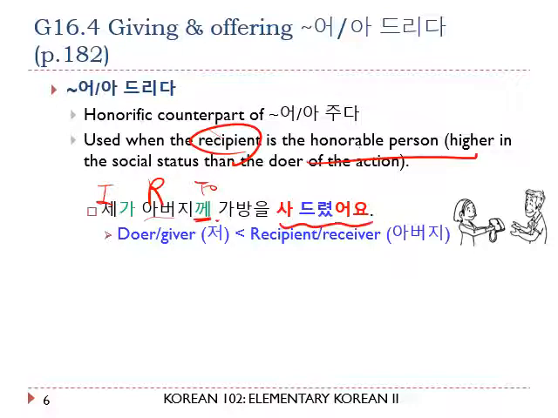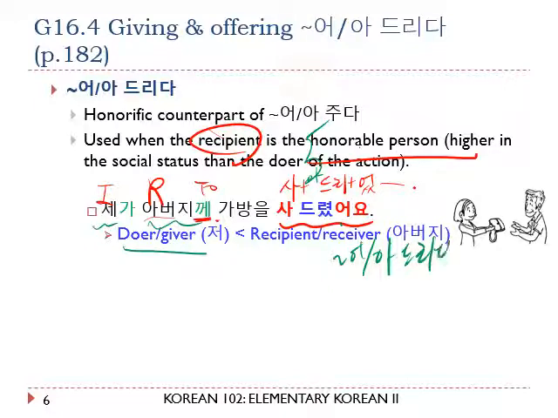To. 사드렸어요. This can be decomposed into 사 plus 드리 plus 었어요. You're supposed to say 사아드리다, but one 아 is omitted because the same two vowels are sequenced in a row, right? 사드렸어요. The sentence means I bought a bag for my father. So the subject is the doer or giver, and the father is the receiver. In terms of social hierarchy, unlike the previous examples, 아버지, the recipient, is higher than the giver, the subject, I, right? In this case, the benefactive form used is 드리다. Okay?